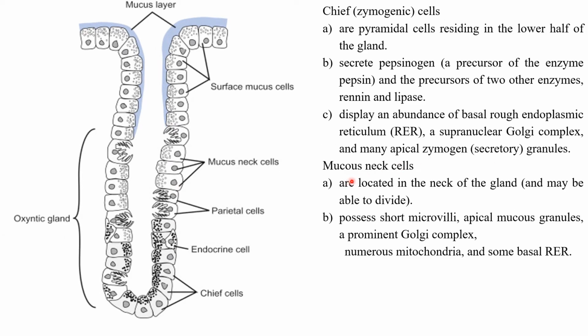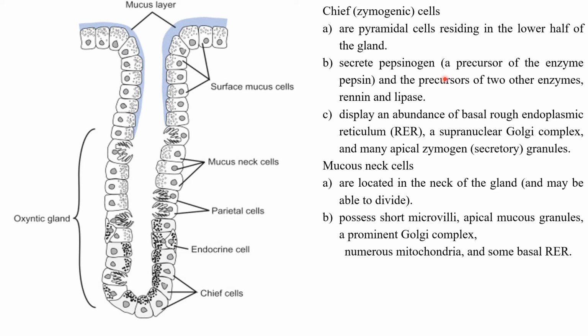The next type of cell that is present in the gastric gland are chief cells or zymogenic cells. You can see here at the base of the gastric glands, many cells with many granules at the apical portion of it, and they are called chief cells. These chief cells are pyramidal cells residing in the lower half of the gland. We have already seen. And the function of these cells is to secrete pepsinogen.